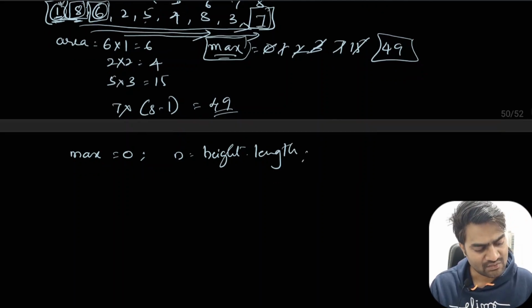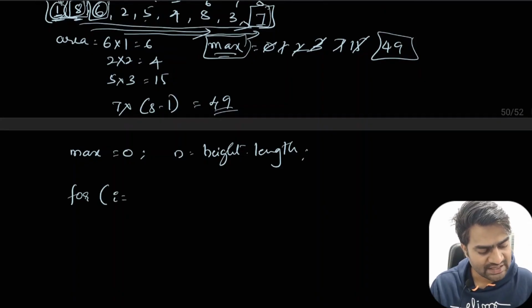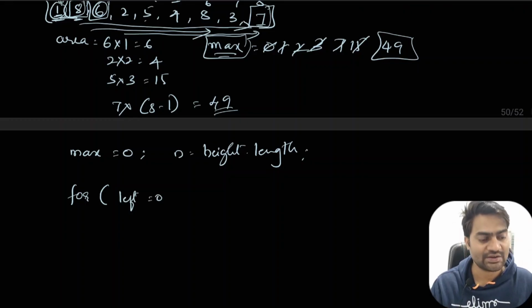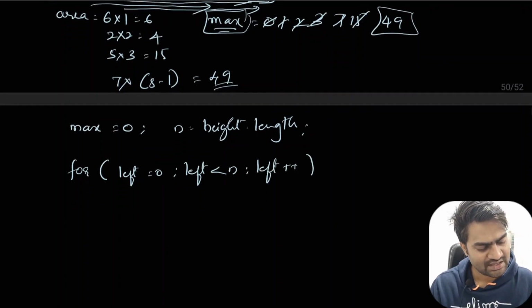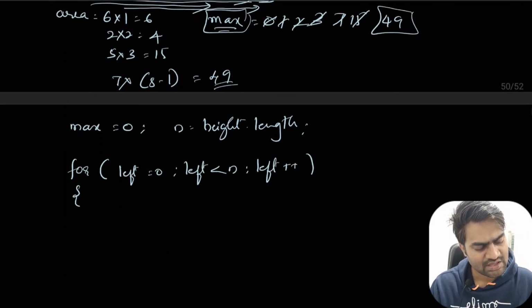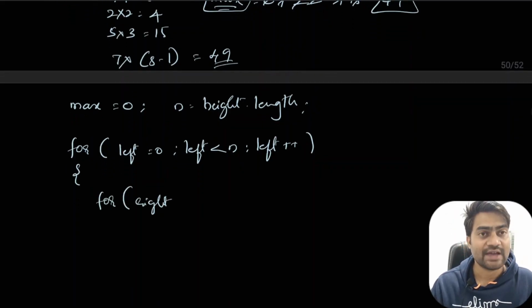Okay, now let us take a for loop for I equal to, or maybe what we can say for simplicity, this is our left height, left equal to 0, left less than n, then left plus plus. Okay, now what I will do, I will take another for loop and I will call it as right value.